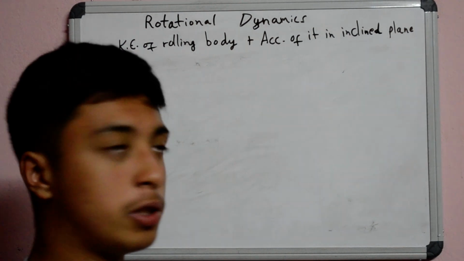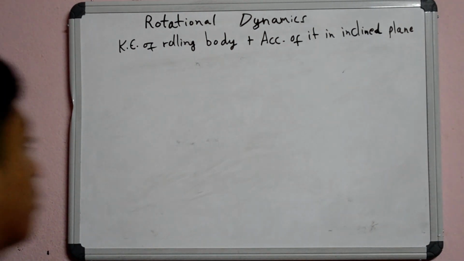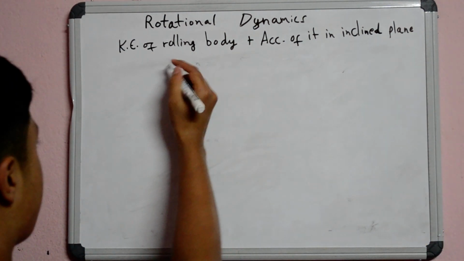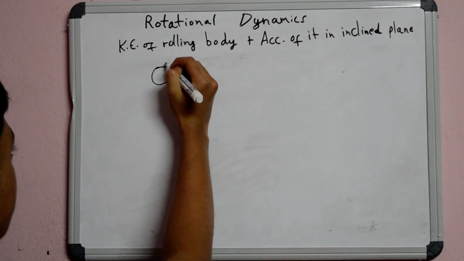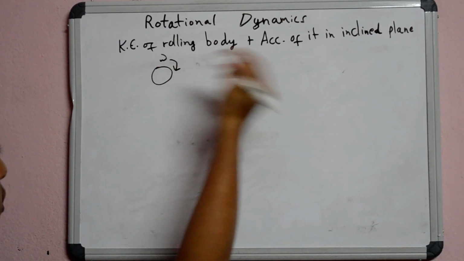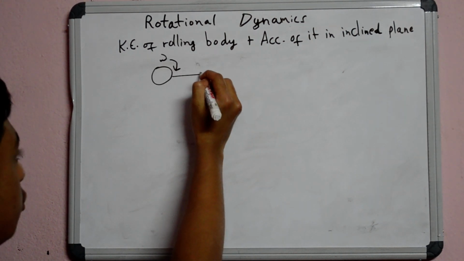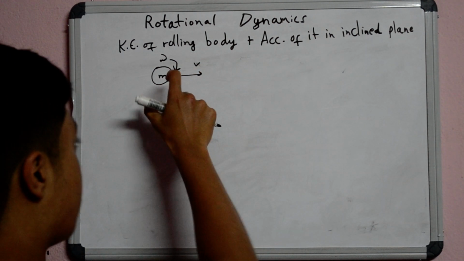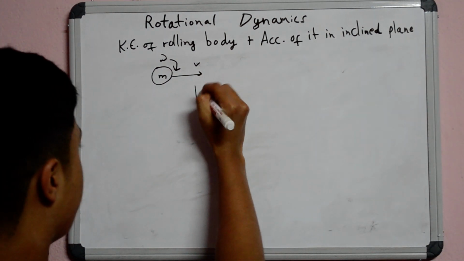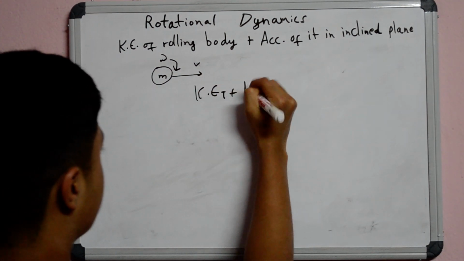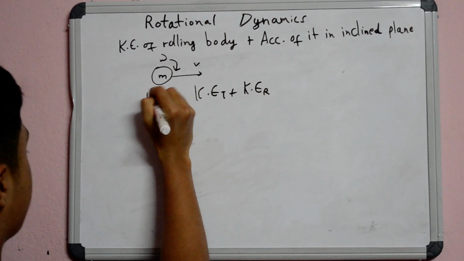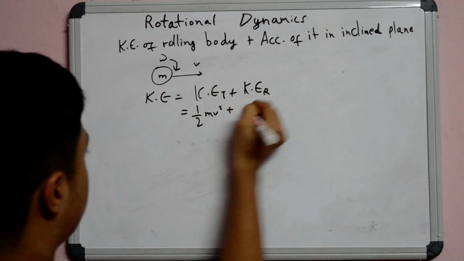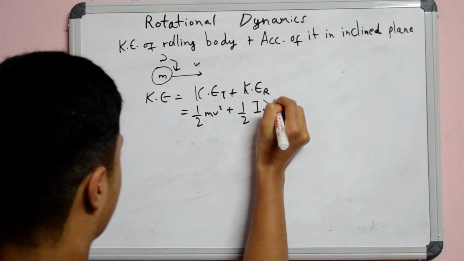Hello guys, welcome to Rotational Dynamics: kinetic energy of a rolling body and its acceleration on an inclined plane. So, for the kinetic energy of a rolling body, let's say it rolls with angular velocity omega and moves with velocity v, and has mass m. In this case, it has the kinetic energy of both translational motion and rotational motion. So the total kinetic energy is the sum of both. This is 1/2 mv² plus 1/2 I omega².